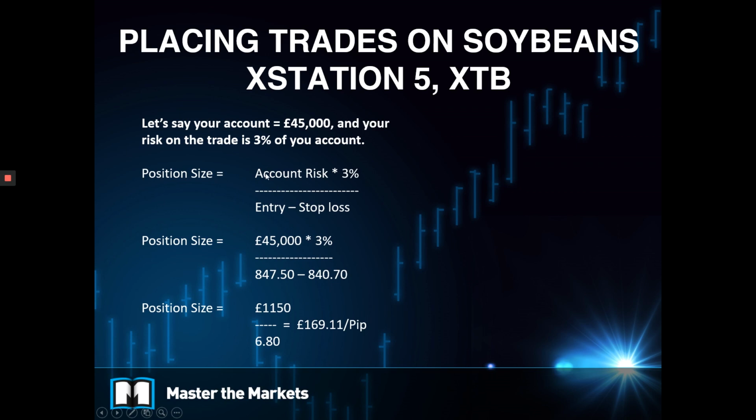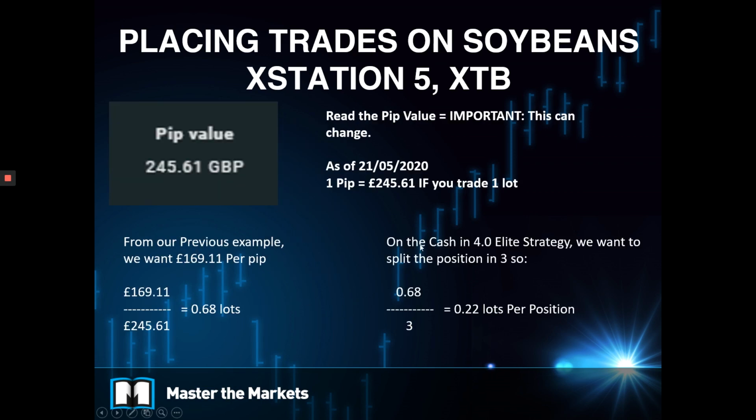So the position sizing formula: account risk multiplied by 3% over entry minus stop. So that basically equates to £45,000 multiplied by 3% over 847.50, take away 840.70. And that works out at £169.11 per pip. But there's a problem with that because, as we said before, one lot on soybeans is different. So what we need to then understand is the fact that we then need to do a division.